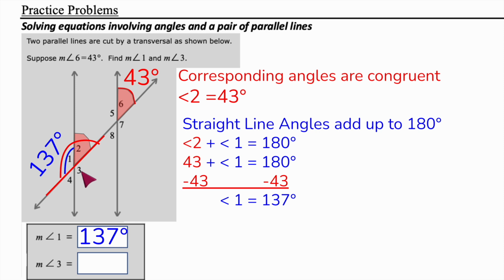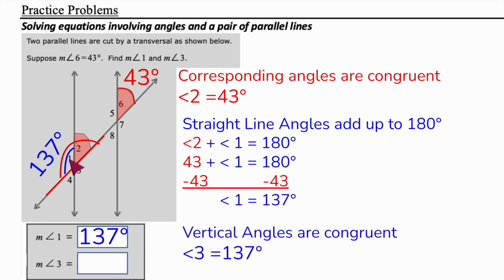Now, I can do the exact same thing I just did with 1 and 2. I could do with 2 and 3. I could draw a little line going across here, and I could do the same thing. Okay? But I don't have to because we also learned that vertical angles are congruent. So if I go across the vertex here, because we have an X, right? The two lines are crossing. I go across the vertex, angle 3 is going to be congruent to angle 1, which we just found out was 137 degrees. So they are both 137 degrees.